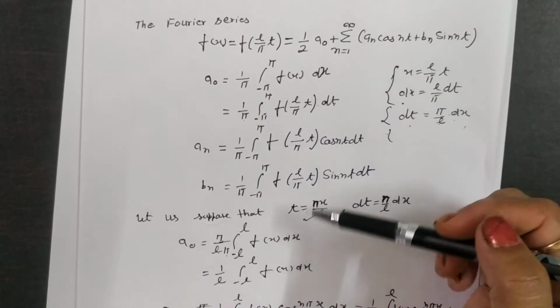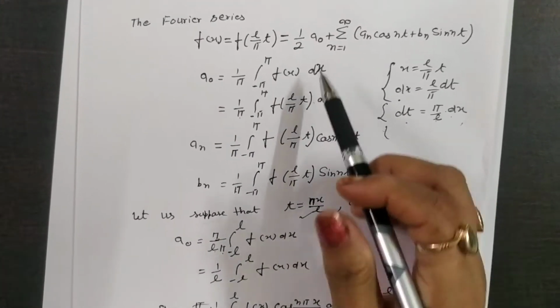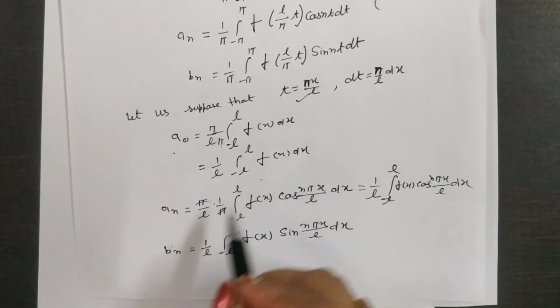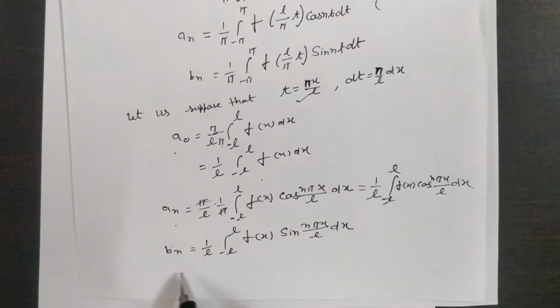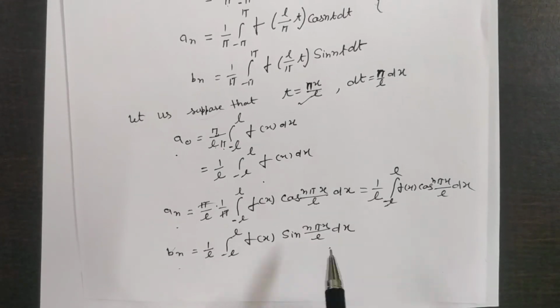Now you start this one, a0, in this form. So the function is this one. Now converting this, you get this one. a0 is this one, an is this one, bn is this one. Okay, have you cleared it?